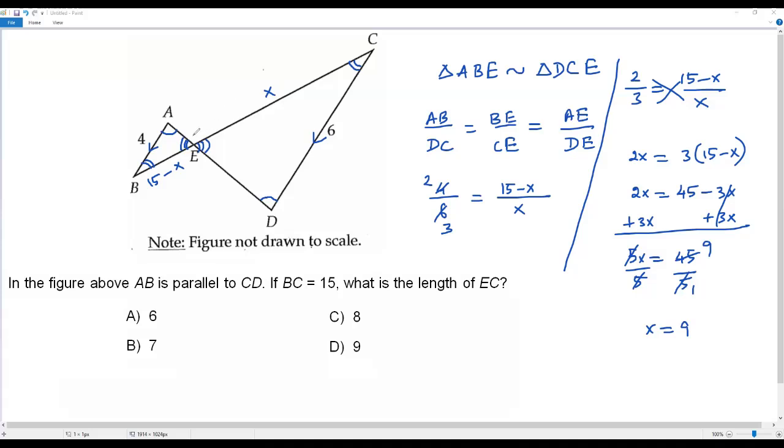Actually, x represents the length of EC. That's what we have to find according to the question. So the length of EC is 9 units. We find 9 in option D. So the correct answer choice for this question is option D.